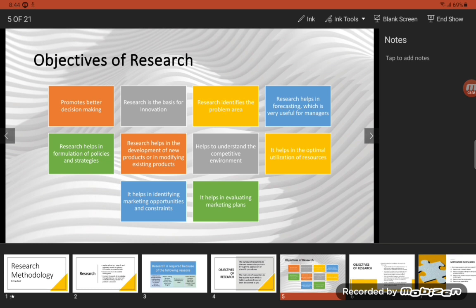Research objectives can be one of the following: promote better decision making, base for innovation, identify problem area, forecasting, formulation of policy and strategy, development of new product or new concept, as we said before, understand the competitive environment, optimal utilization of resources, identify marketing opportunities and constraints, evaluate marketing plan, for example.